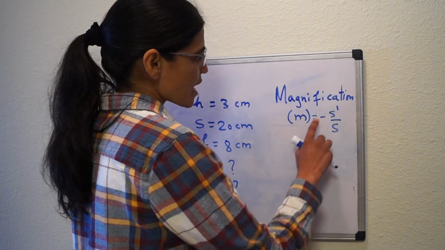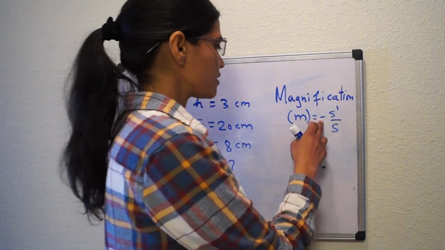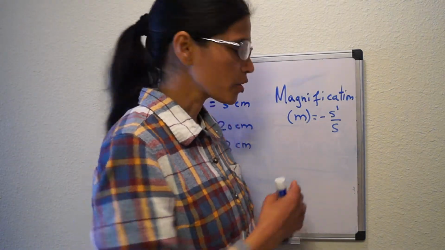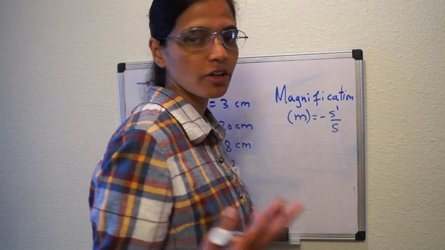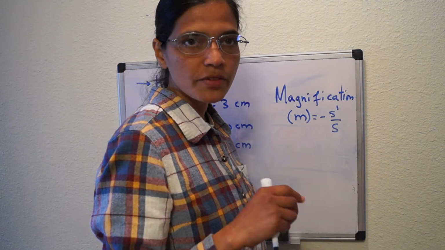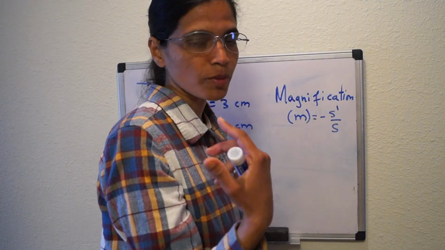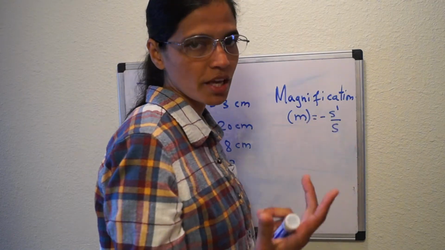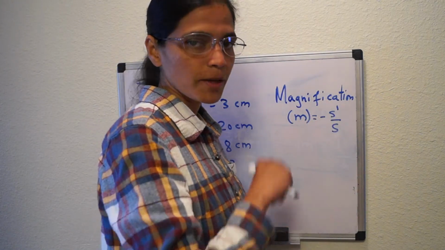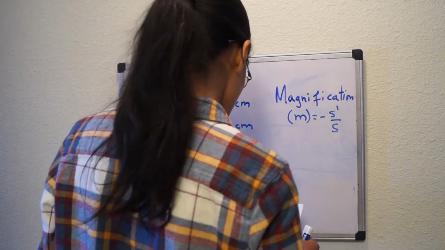So the negative sign will tell us whether our object is diminished. If the object is not diminished, if it's enlarged, then we won't use the negative sign, because then it won't make sense. So the negative sign is there to say the object is diminished. Okay, alright, so magnification is given by this quantity.